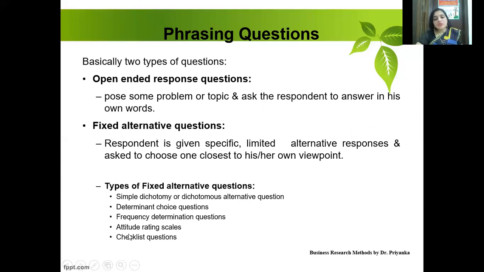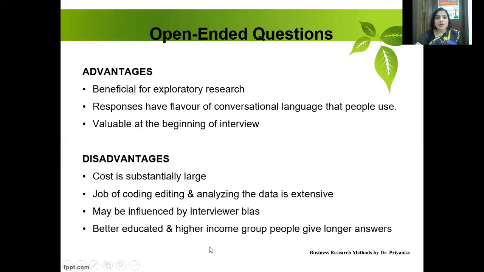Then checklist questions, that means you have provided a list of answers with a question, and the respondent can choose either 1, 2, or more than 2 responses from the list of answers. These can be the types of fixed alternative questions. Now, what are the advantages and disadvantages of these questions?